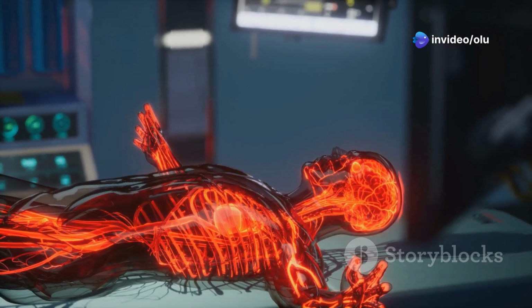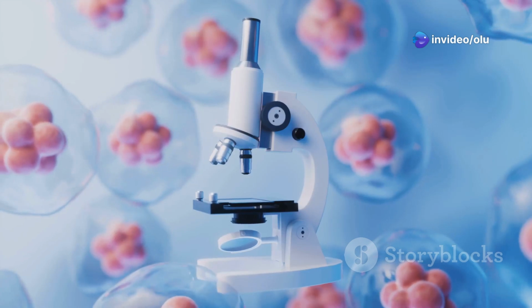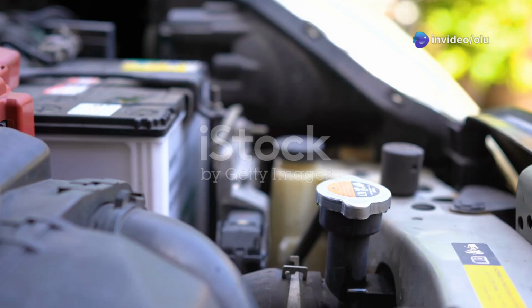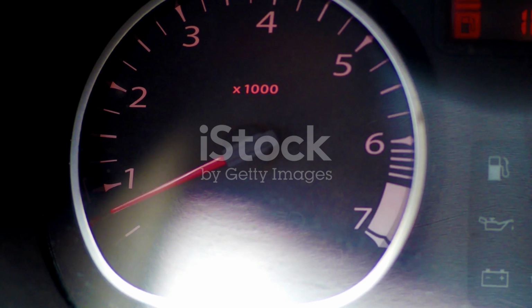Your body is incredibly efficient. It doesn't just let the Krebs cycle run wild. That would be like leaving your car engine revving at full speed all the time.